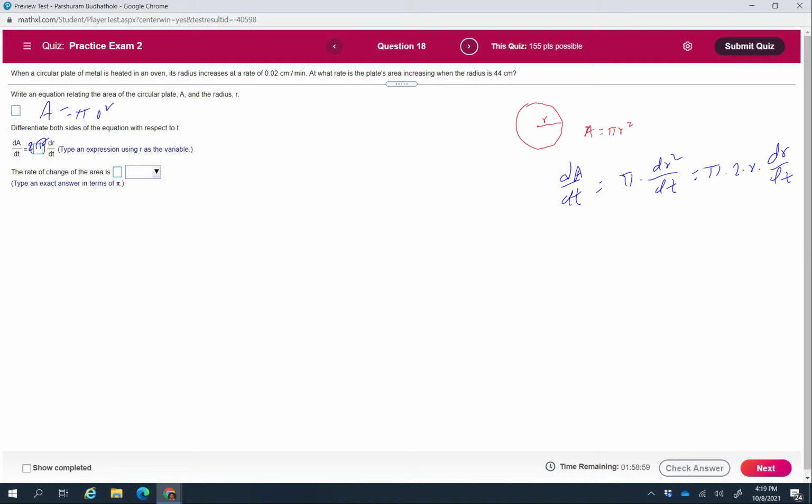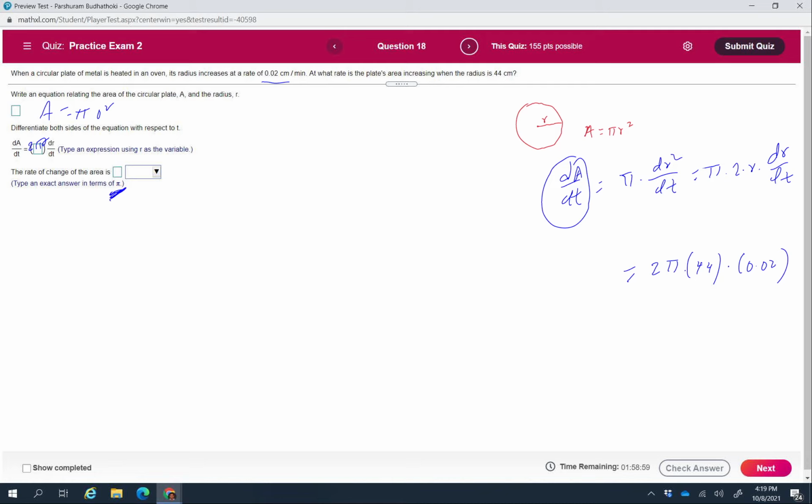So now we would like to find the rate of change of area, which is this one, when the rate of change of radius is 0.02 centimeter. So this is just 2 pi, the radius at the beginning is 44 centimeters, so r is 44, and the rate of change of radius is 0.02. Now just multiply this and that will be your answer. Here write down your answer in terms of pi.